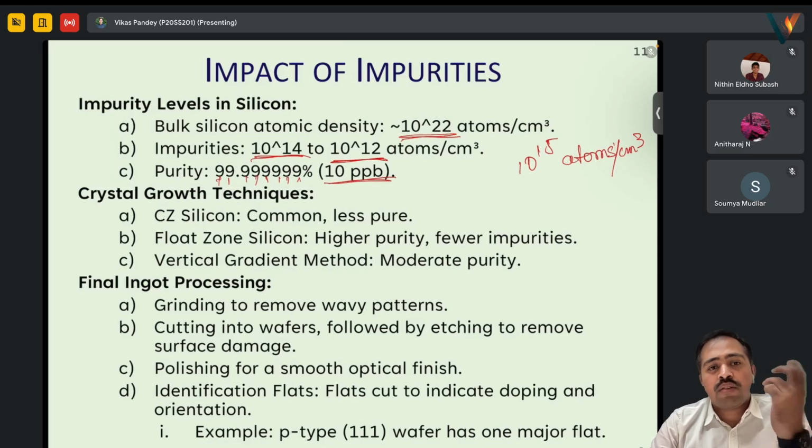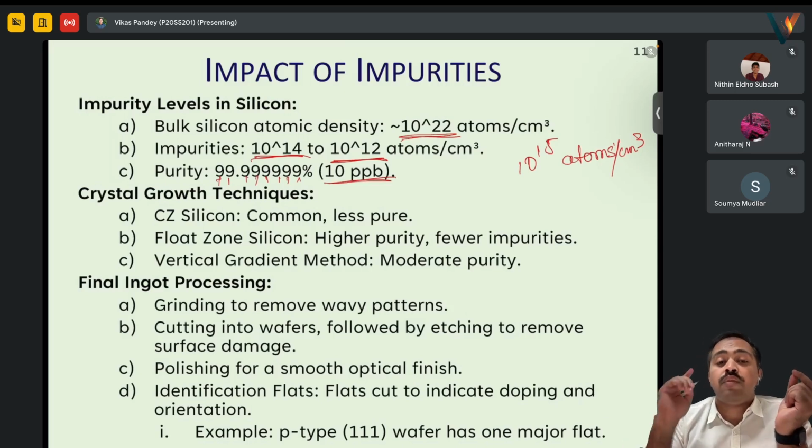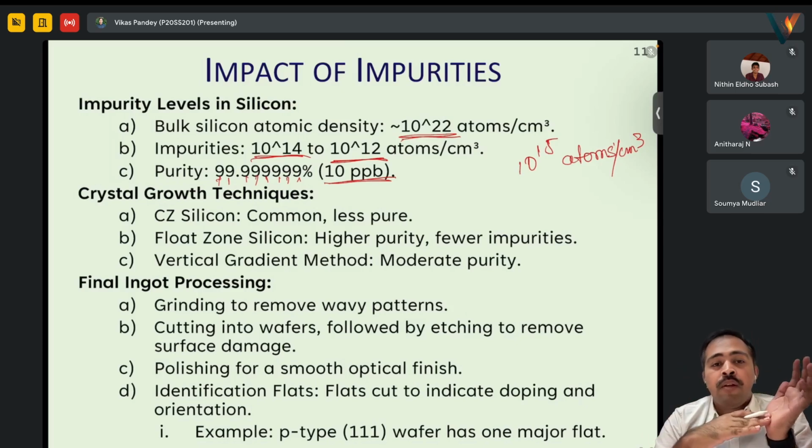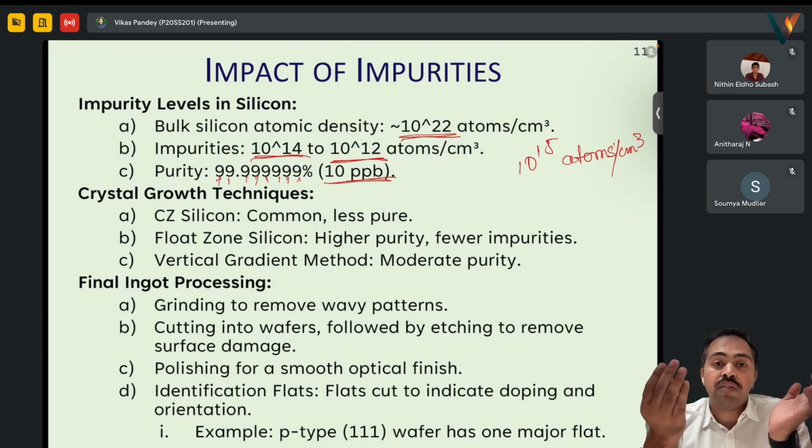The common growth method is CZ. Float zone silicon is also made, where we want very high purity compared to the general. Okay, there is something called a vertical gradient method or Bridgman method, that gives us moderate purity, but in case of gallium arsenide, that is the preferred method.